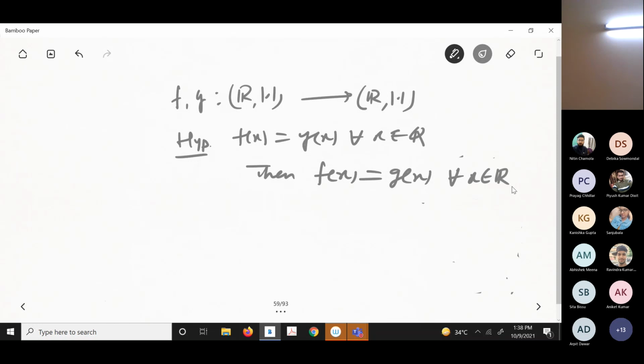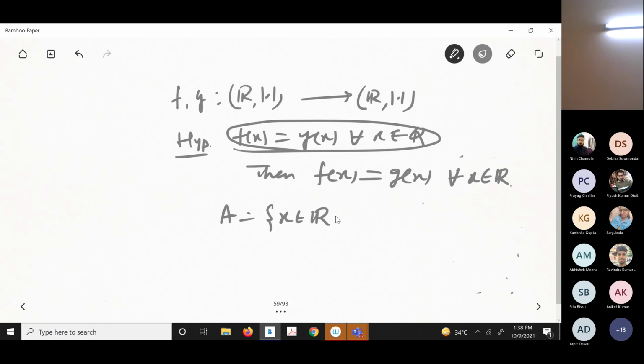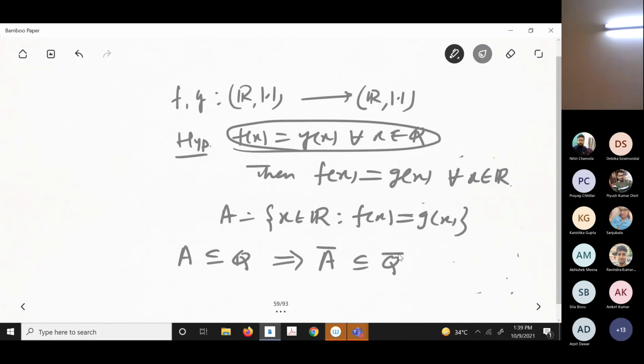Well, look, previously I had A; here A equals the set of x belonging to R where f(x) equals g(x). Look, here I am saying on the rationals they are equal. I am not saying that outside the rationals they are not equal. So from this it follows A is a subset of Q. Okay? But this implies A bar is contained in Q bar. Okay.